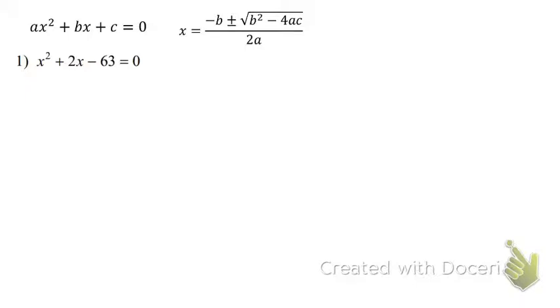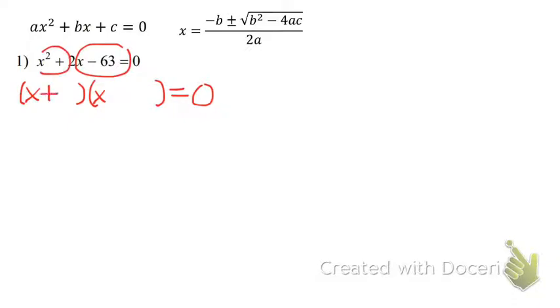In this case, can I find two numbers that multiply to a negative 63 and add to a positive 2? That would be positive 9 and negative 7. And when you set each of those factors equal to 0, you get negative 9 and positive 7 as your two solutions. That is going to be by far the quickest way to solve that problem.